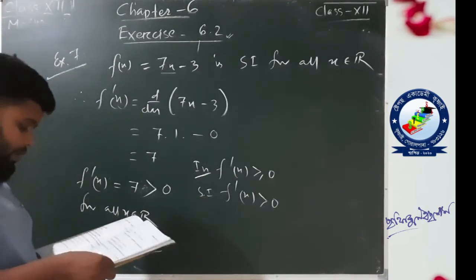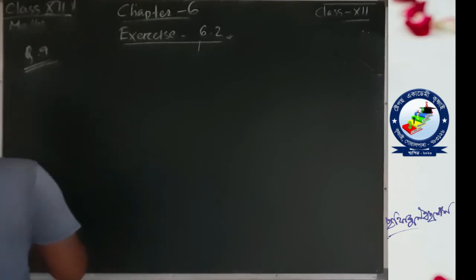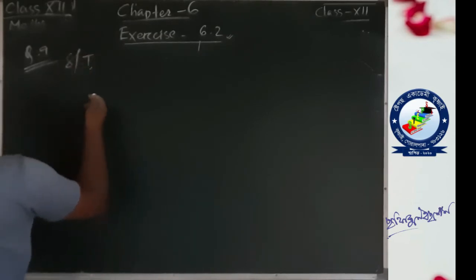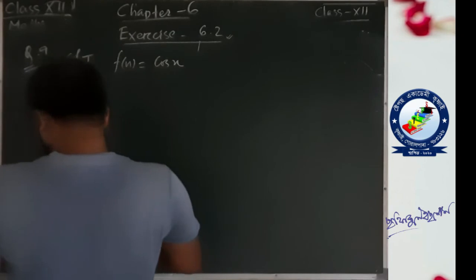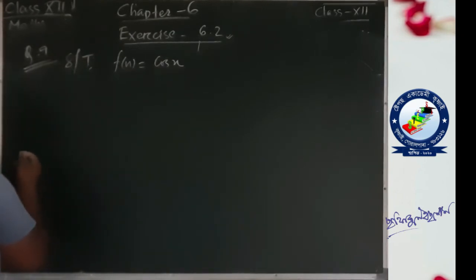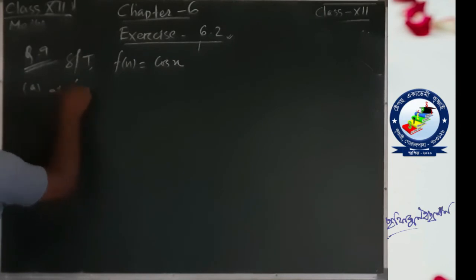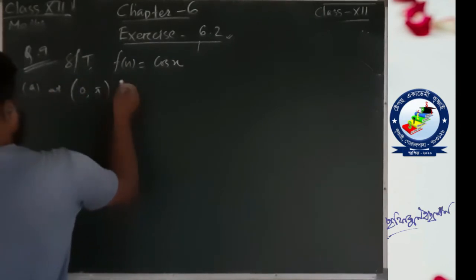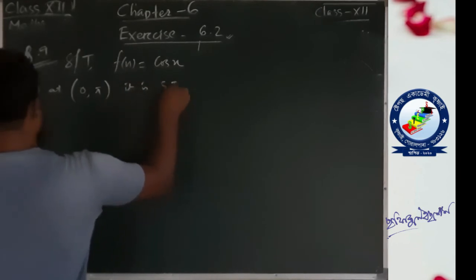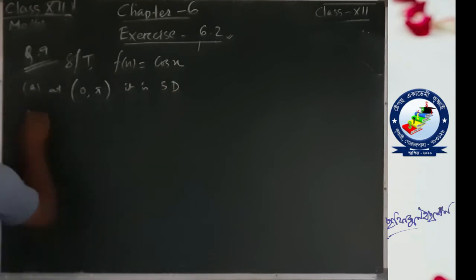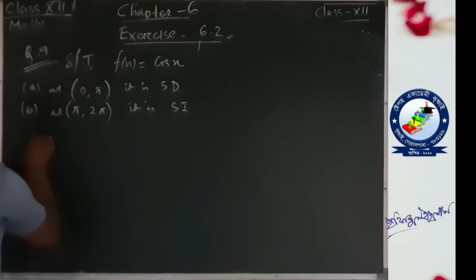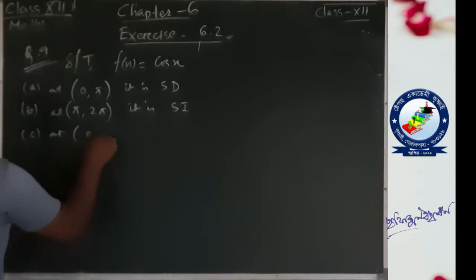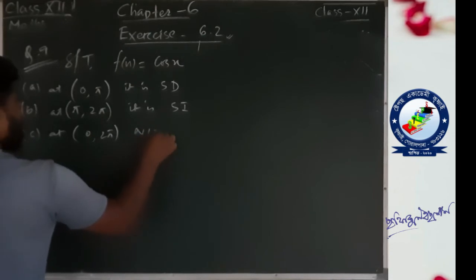Let us take another example. Question is this: show that f(x) equal cos x is strictly decreasing in the interval 0 to pi, strictly increasing in the interval pi comma twice pi, and neither increasing nor decreasing in the interval 0 to twice pi.